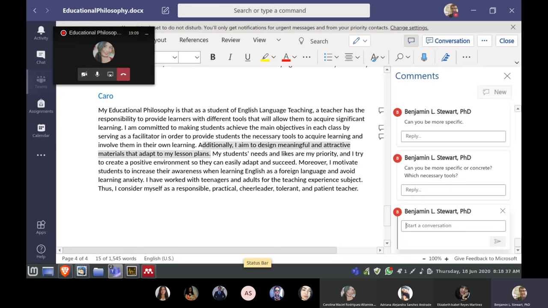Are you referring to some sort of materials that produce or encourage interaction between students? So try to link, again, instead of maybe lesson plans, try to link the adaptation of materials to learning outcomes. I'm just going to put here, think about learning outcomes as opposed to lesson plans.